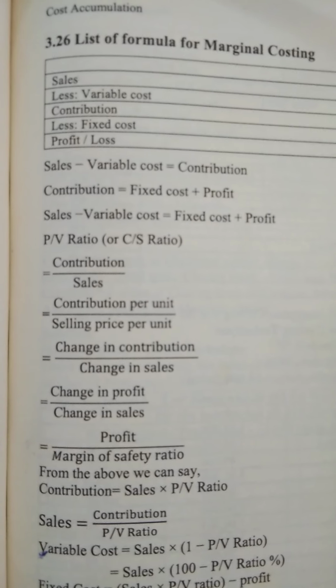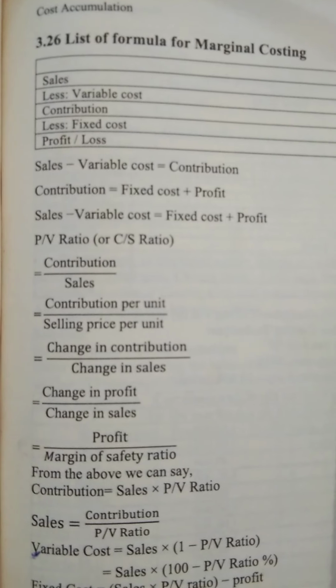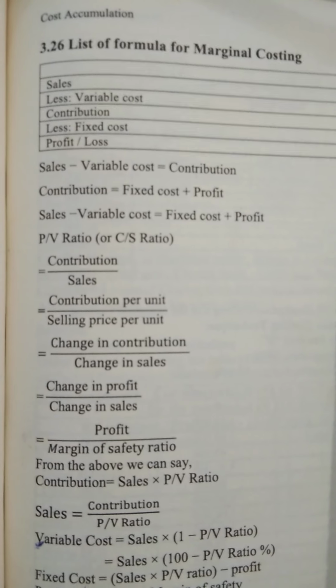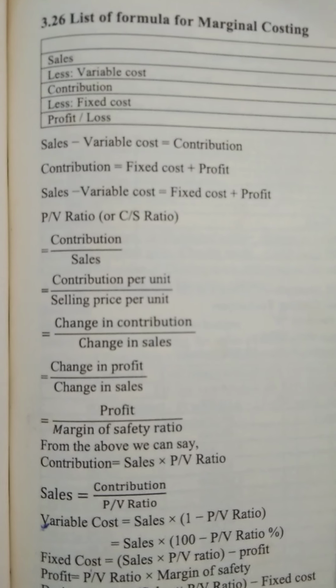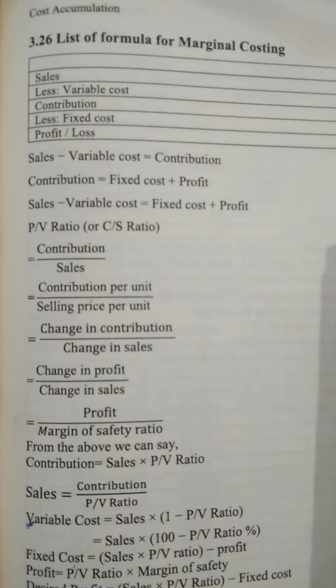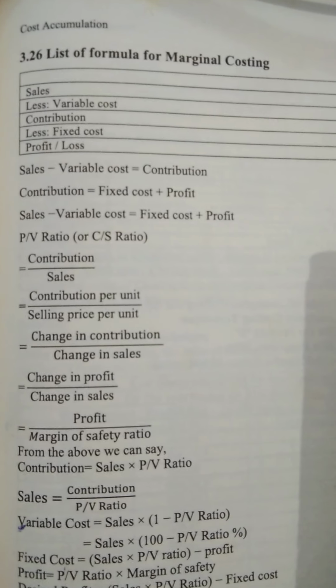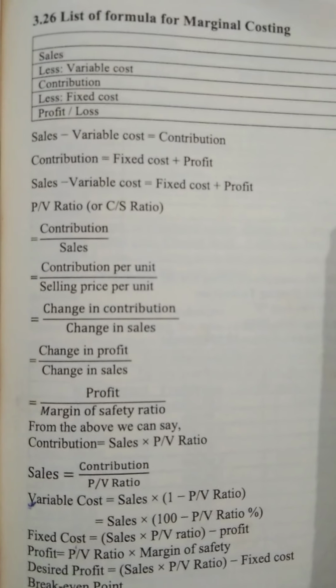Then from 1 and 2 we can conclude that sales minus variable cost equals fixed cost plus profit. Why? Because contribution equals sales minus variable cost and contribution again equals fixed cost plus profit. If x equals y and y equals z, then we can say x equals z.